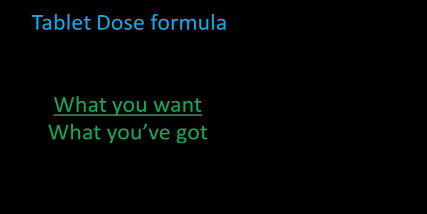Hi there, I want to go through 4 examples of tablet dose calculations with you, and therefore we'll need to have a first look at the tablet dose formula. Now what you want means what you want to give the patient, whereas what you've got means what you've got in stock. So we could have written this more simply as patient over stock, and this is the formula I'm going to use for these 4 examples.